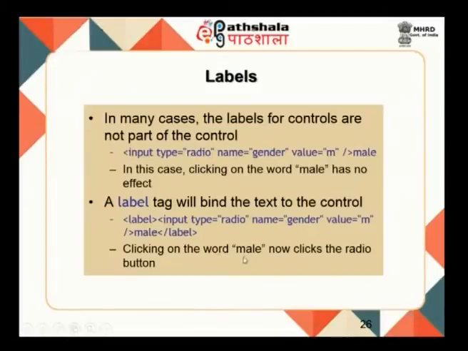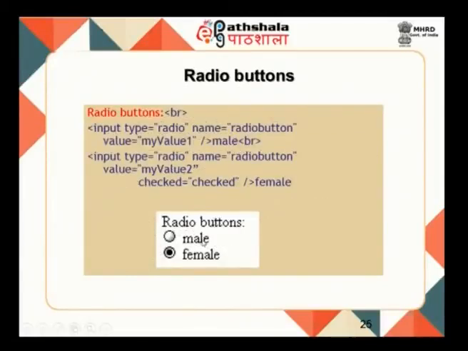Normally, in the previous example, if you click on the text male, it does not have any effect. Now, once you bind this radio button within a label tag, this label has got an effect. So, clicking on the text means that you are clicking on the radio button.